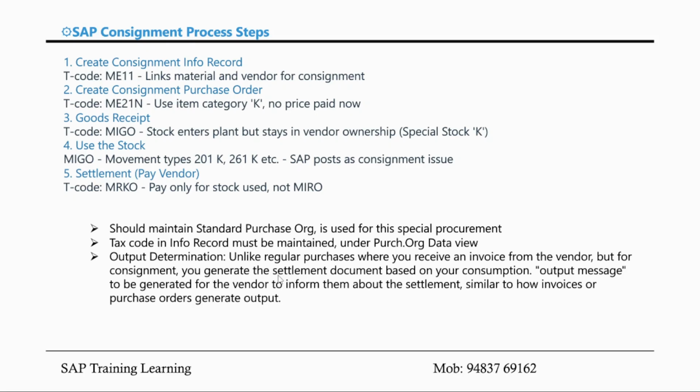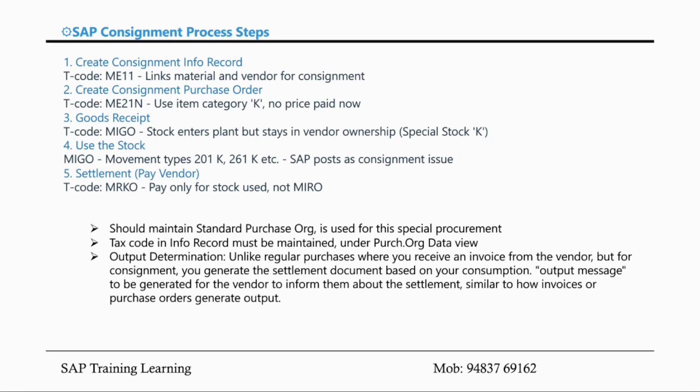You generate the settlement document, not an invoice, based on your consumption. That is handled by output message. So this output message is to be generated for the vendor to inform them about the settlement, similar to how invoices or purchase orders generate output. If you don't configure this, the MRKO transaction will not work because it should settle the amount, right? So if you don't keep a standard purchase organization, if you don't keep the tax code, if you don't configure output determination, the consignment process will not work from start to end.